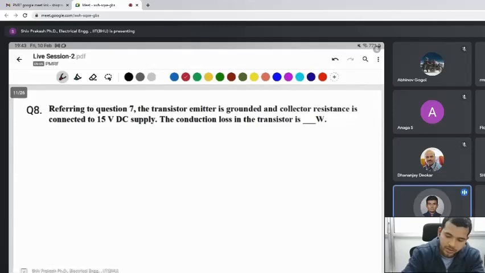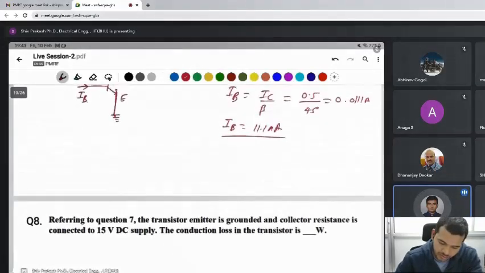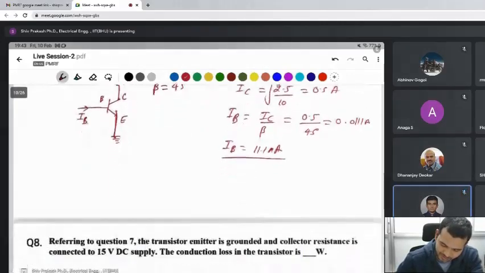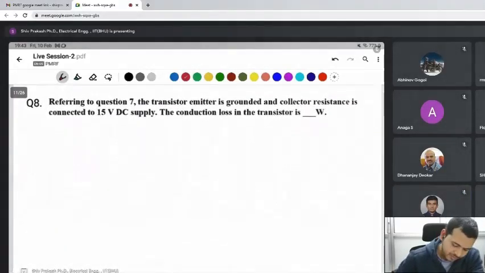Actually, I made a little mistake in this question. I got the answer 0.011 ampere, but I didn't notice that it's asking in milliampere. That's why my answer got wrong, sir. That's why my answer for question number 7 is wrong.